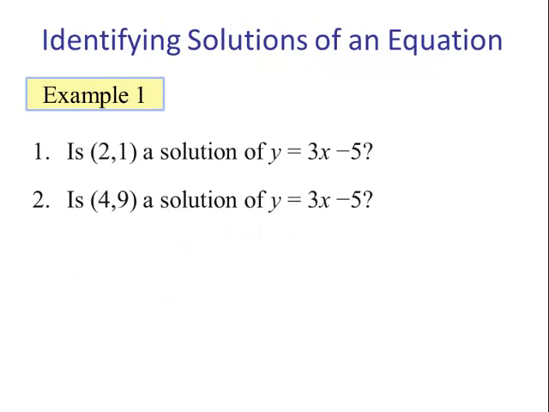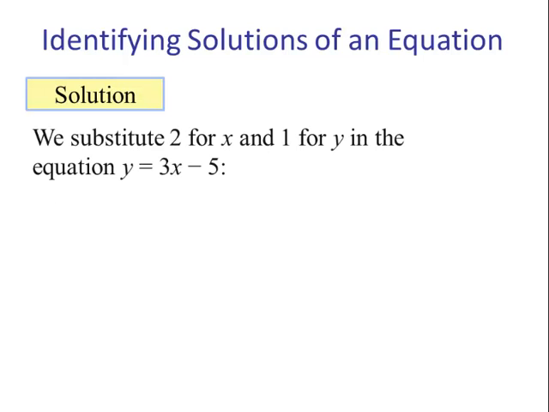Example 1: Number 1, is (2, 1) a solution to y equals 3x minus 5? And number 2, is (4, 9) a solution to y equals 3x minus 5? So we'll begin by substituting 2 for x and 1 for y in the equation, and we want to see, does the left hand side equal the right hand side? Is it a true statement?